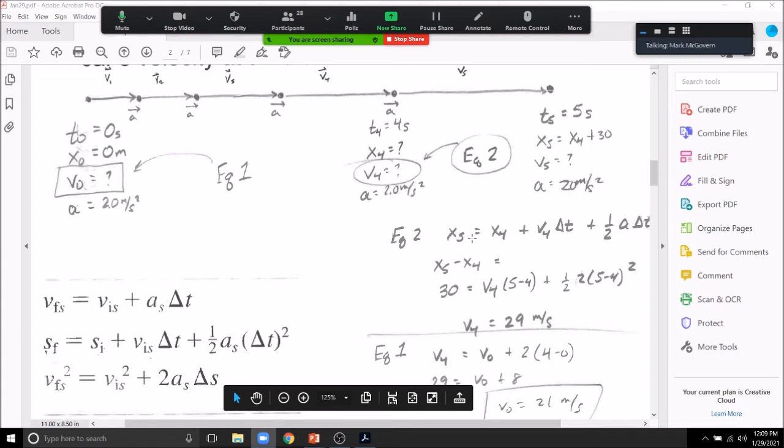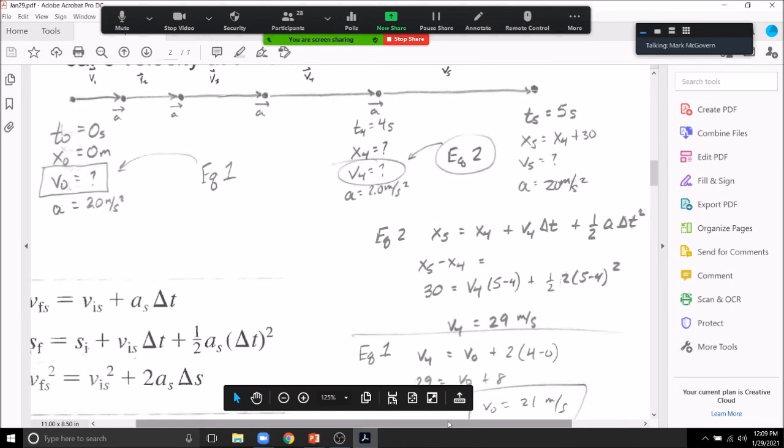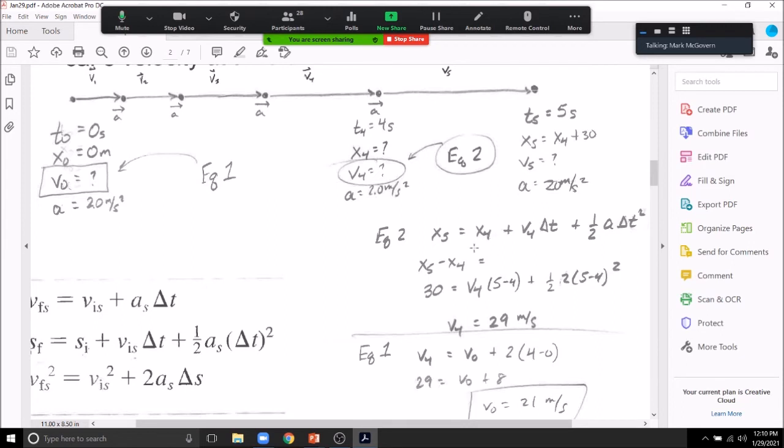I'm going to move the x4. So I wrote it out in terms of the variables in the problem. So the final position, the initial position, that's x5, x4, v4, delta t, so on. So I move the x4 over to the other side. The difference there is 30. I put all the other numbers in. Do your math. You get 29 meters per second.